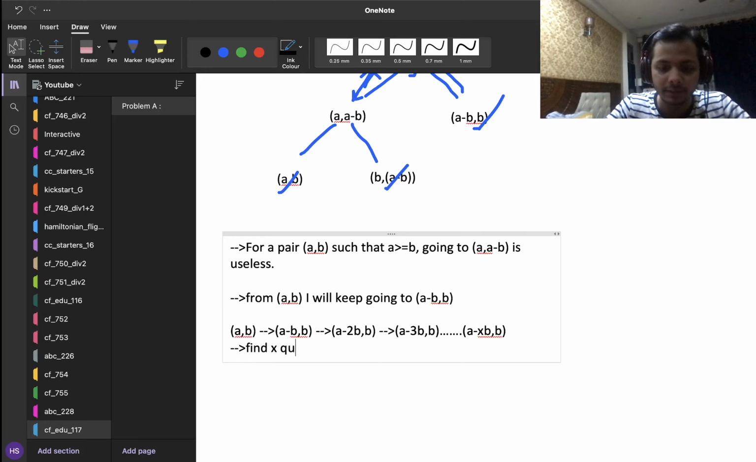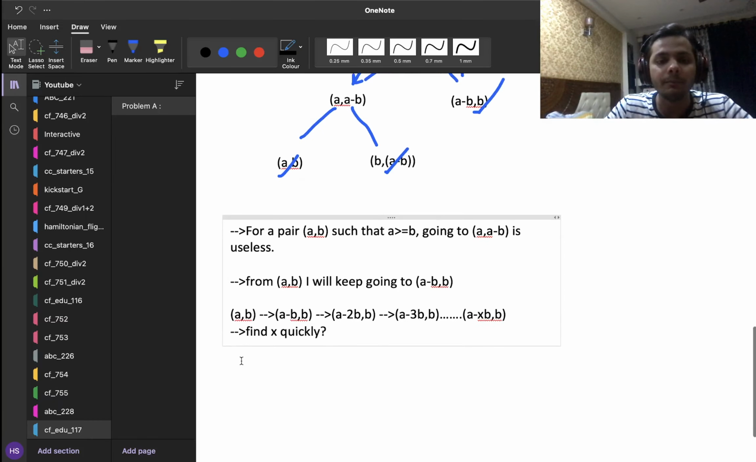Find x quickly. Because if we do that, I can easily find my answer, right? I can just go simply from a minus b to a minus xb comma b, because in all these middle terms, I can just find out the answer very quickly, because I know that the numbers are just going to be a minus b, a minus 2b, a minus 3b, and so on and so forth.